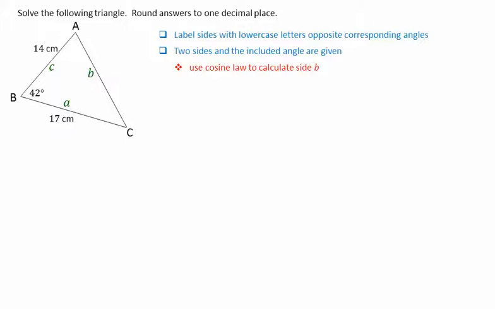This is the side opposite the given angle. We can then use the cosine law a second time to calculate angle A. Note we could also use it to calculate angle C.